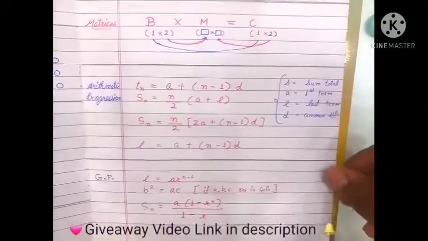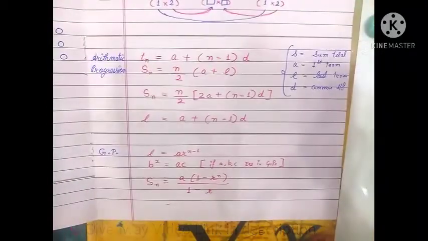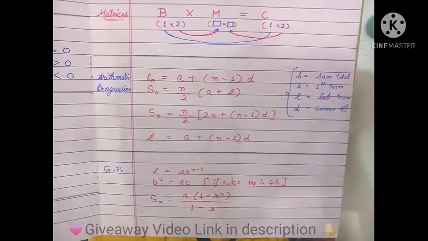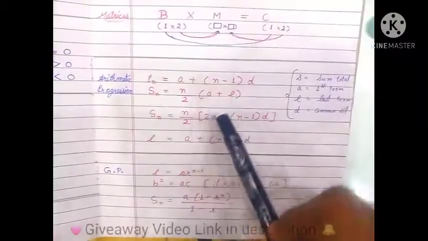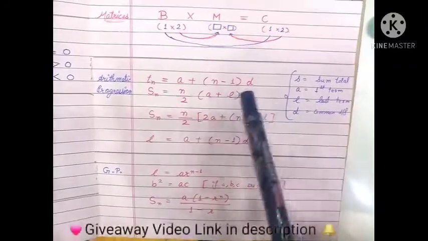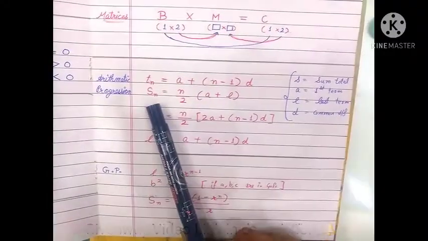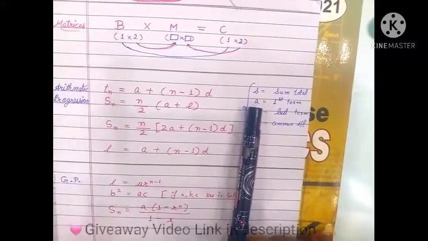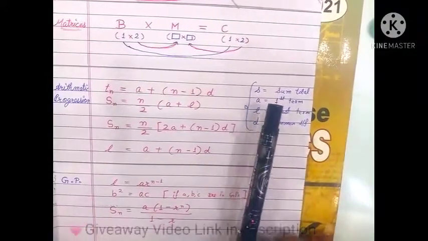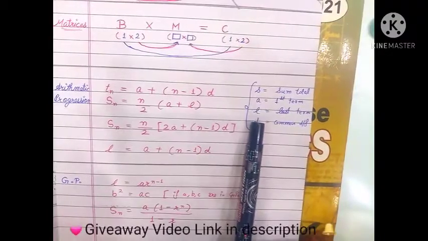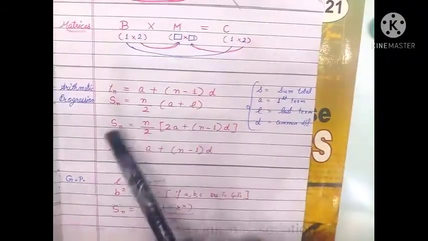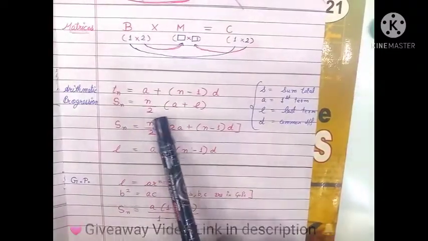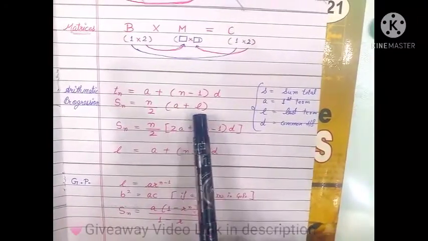Okay, so next one is arithmetic progression, AP. Very important formulas, very important chapter from exam point of view. So let us discuss Tn is equals to a plus n minus 1 d. And if you need to find the sum, here I have written what are the meanings of these symbols. S is equal to sum total, A is the first term, L is the last term, and D is the common difference. So you know that sum is equals to n over 2 in bracket A plus L.